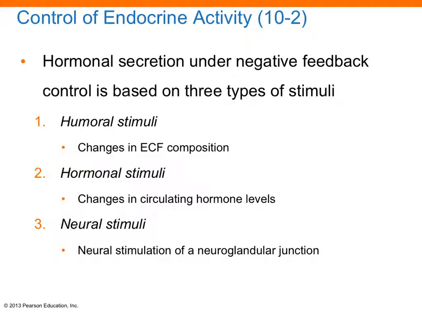The way we control endocrine activity is based on three methods. Hormonal secretion under negative feedback control is based on three types of stimuli. There's humoral stimuli, hormonal stimuli, and neural stimuli.